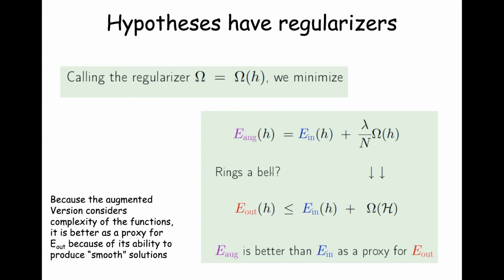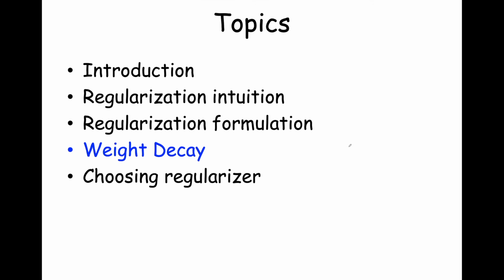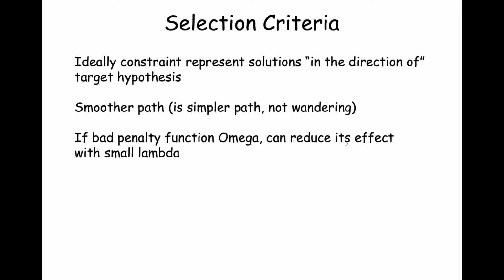It rings a bell because it almost looks like our expression for out-of-sample error. When we talked about the VC analysis, VC dimension, we said E out is at most E in plus the complexity of the hypothesis set. E augmented is better than E in as a proxy for E out, which is essentially what our regularization is doing. It's expressing a limit on our complexity and allowing us to estimate out-of-sample error as a function of E in. All right. So let's look at how you choose a regularizer.